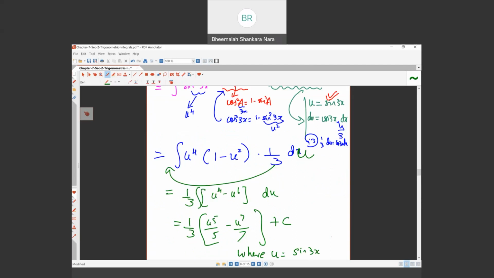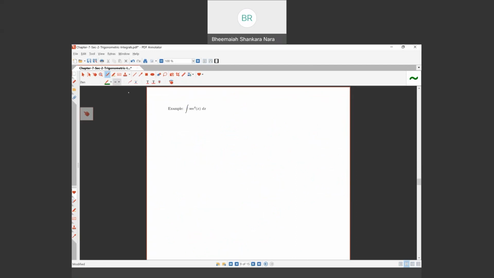The next one is secant to the 4 x dx. We will break this as secant square times secant square. And for each of these secant squares, we'll use the formula 1 plus tangent square x.